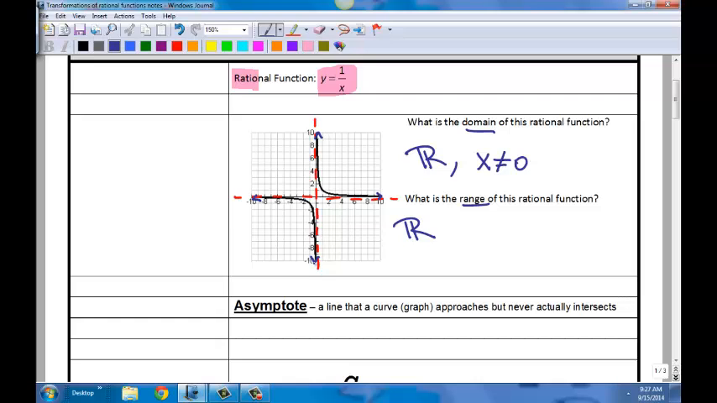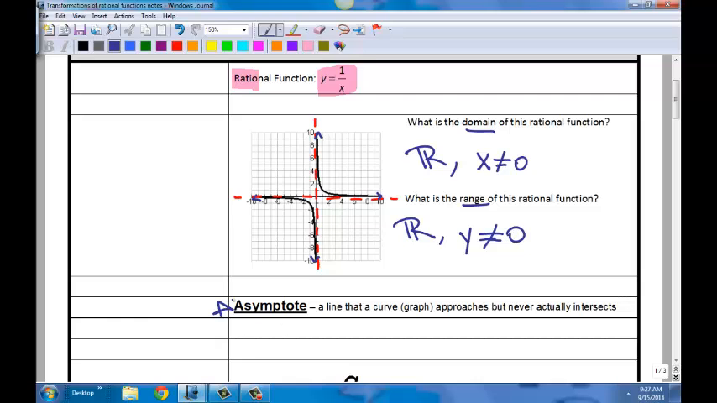Same thing for the range. If I follow this function in the y direction, I'm coming down the y-axis, but as I get closer to 0, I can't touch it, so it forces my curve to run off to the right. So y cannot be 0, but it can be everything else because it goes forever and ever.